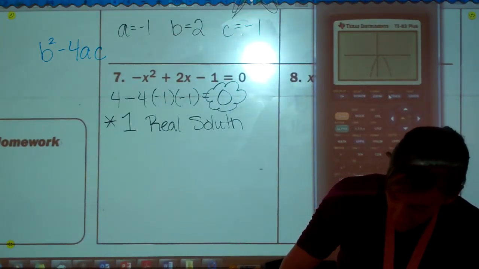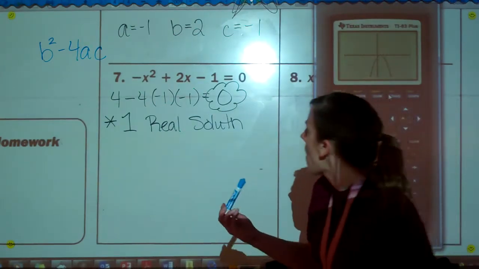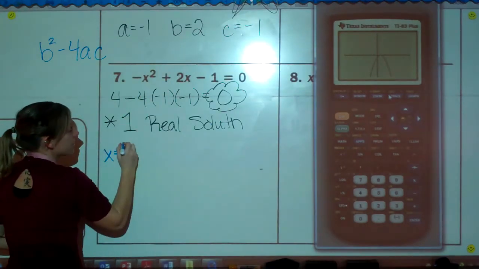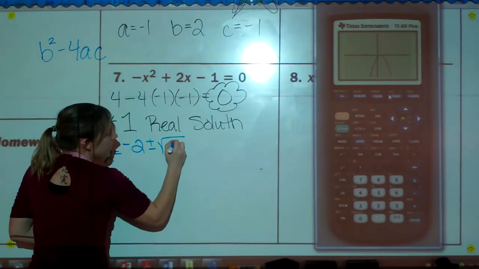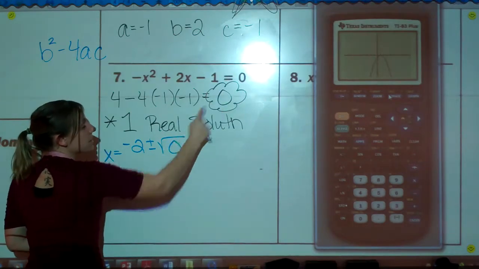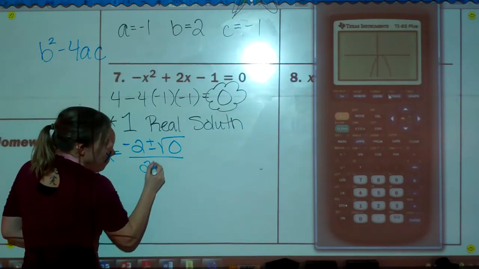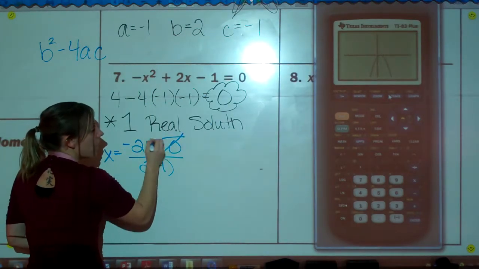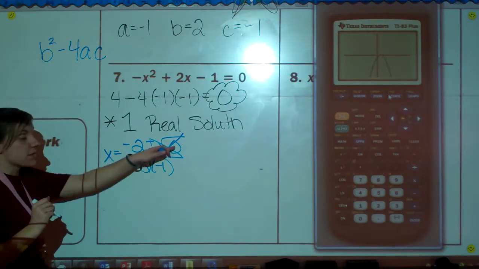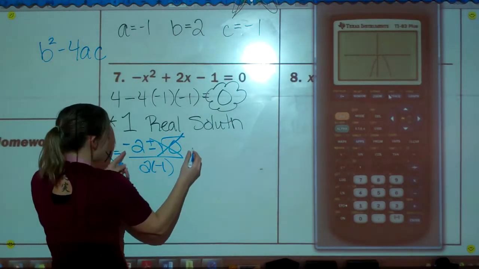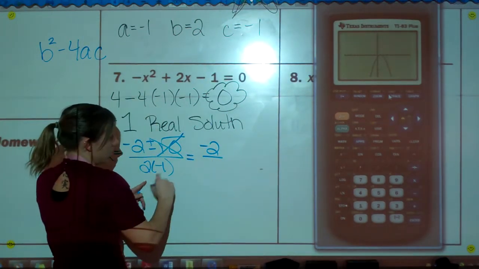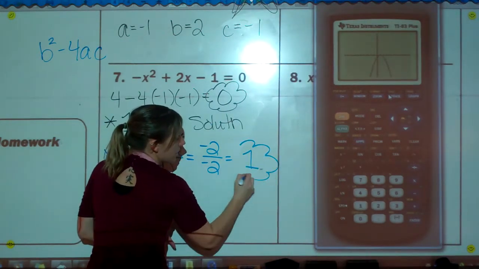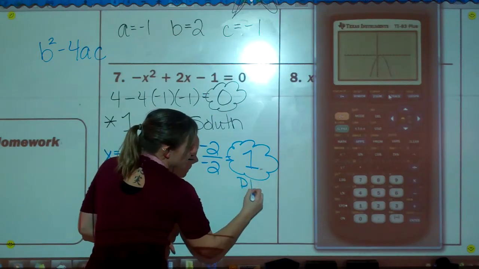So we get x equals the opposite of b, so that's -2 plus or minus the square root of 0, because that's the discriminant, all over 2 times -1, because a is -1 in this case. Well, the square root of 0 just goes away, so that really means we just have negative 2 over negative 2. So our one solution is the number 1, and that's a double root.